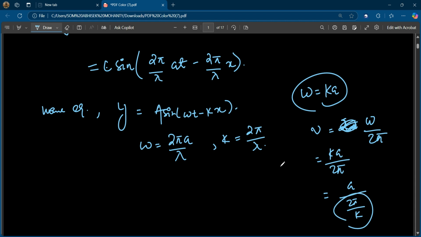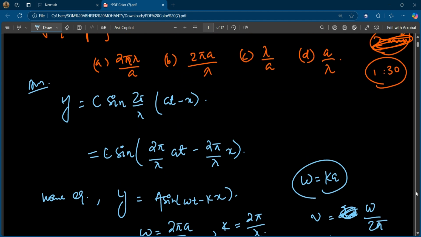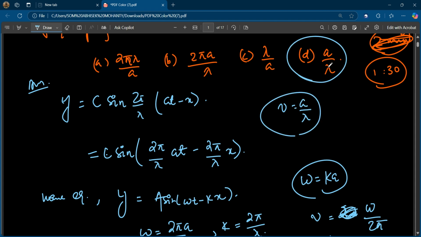Because 2 pi by lambda is equal to k, so 2 pi by k is equal to lambda. So I can put in place of 2 pi by k as lambda. So a by lambda will be your answer. This is your frequency. So the answer is a by lambda. Option D will be the correct answer.